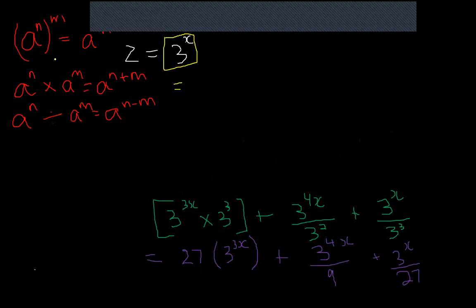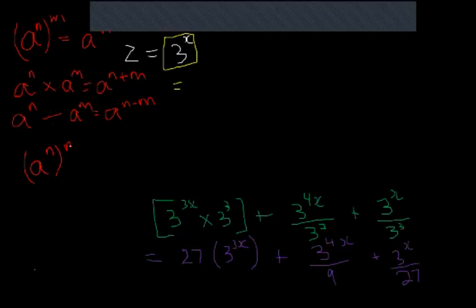Looking at this rule, remember last class, the rule above. Last class, I showed you, I proved to you, that a to the power of n, and this whole thing raised to the power m, if I wanted to, I could switch these numbers. So if I said a to the power of m, and this whole thing raised to the power of n, I would get the same answer.